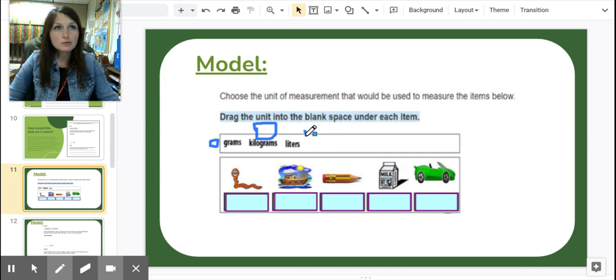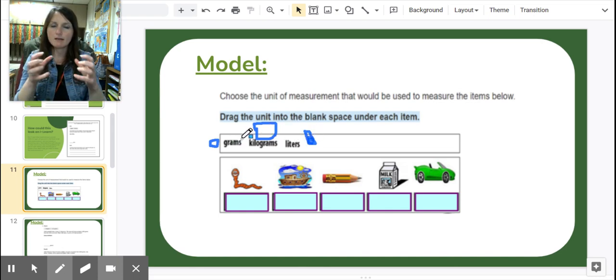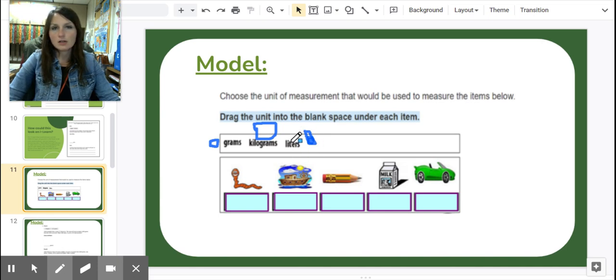And I know liters is what we just talked about. Liters is going to be liquid, right? I'm going to kind of color that in to make me think this is liquid. So these are going to be mass. These are going to be like solid objects, where liters is going to be more liquid like water.